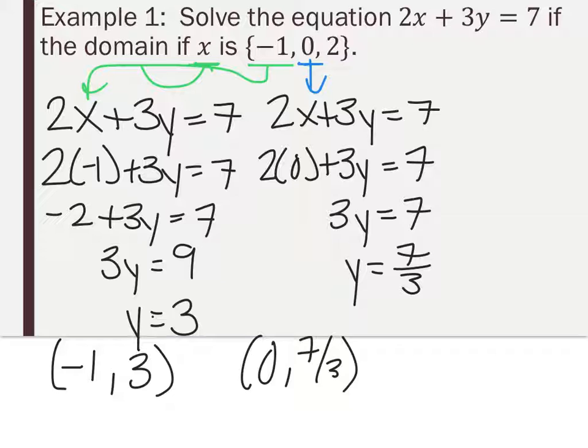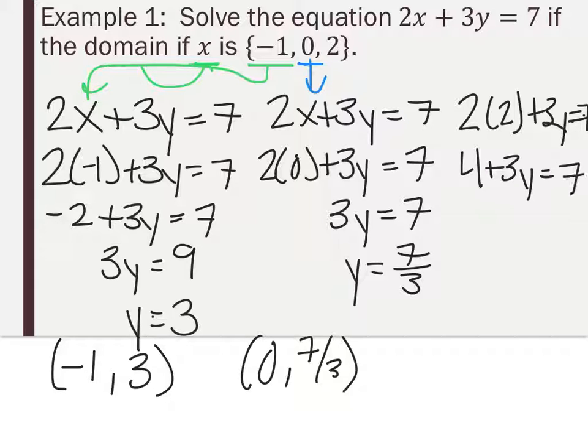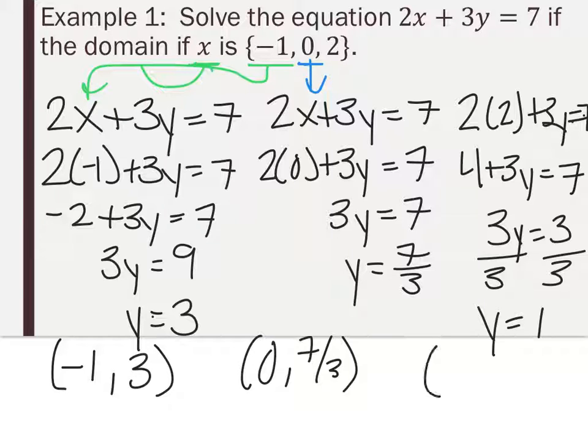Last but not least would be if I plugged 2 in. I almost don't have room. 2 times 2 is 4. Subtract 4. 3y is equal to 3. I'm going to divide both sides by 3, and y is equal to 1. So this point would be 2, 1. So that's kind of the vibe of what we're doing, but your homework's a little bit more complicated than this.